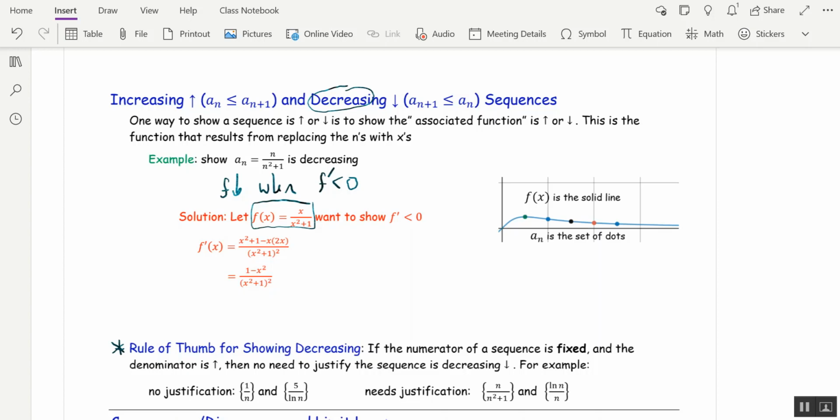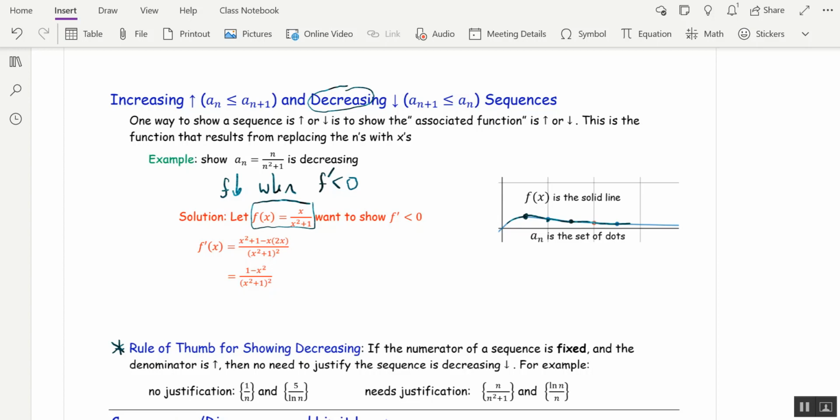The difference between the function and the sequence in terms of graphs is the function is a nice smooth curve and the sequence is a bunch of dots on that curve. So if the function is decreasing, then the sequence will also be decreasing. So we're going to show that this function is decreasing by showing its derivative is negative.